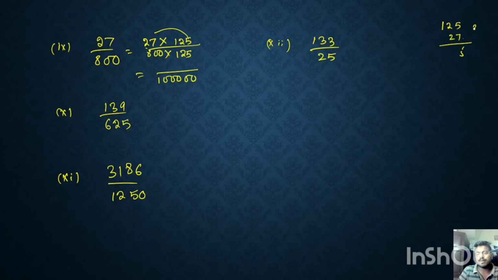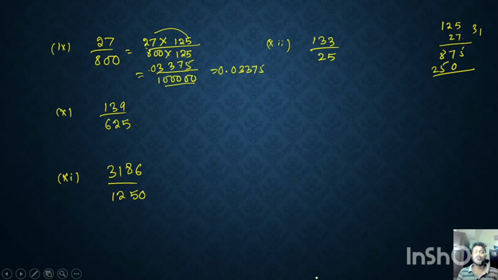First you multiply 125 with 27. 7 5s are 35, 7 2s are 14, 3 17, 7 1s are 7 8, 2 5s are 10, 2 4s are 2 2, 2 1s are 2, that is 3375. So answer is 0.03375. Clear? Because here are 5 zeros, so we put the decimal after 5 digits 1 2 3 4 5 digits, then decimal. Okay. Now next question, question number X.